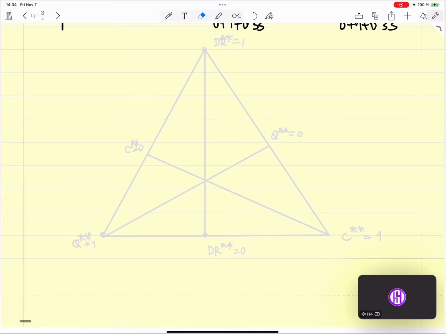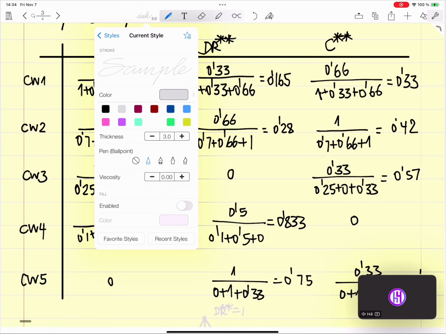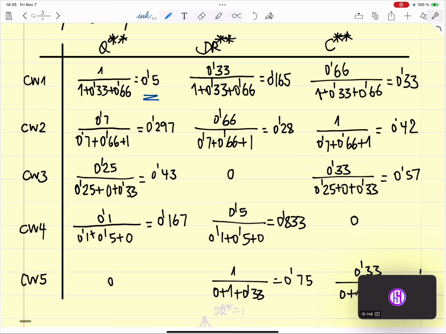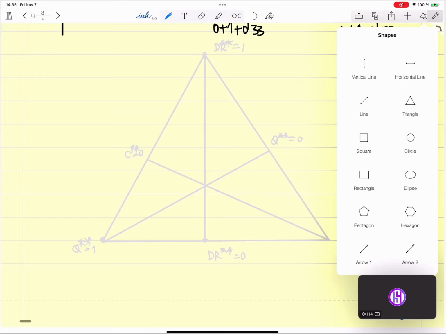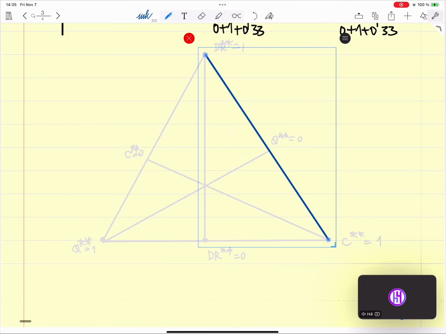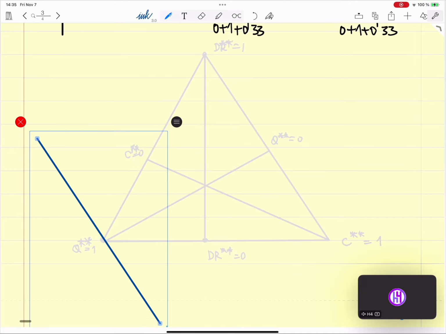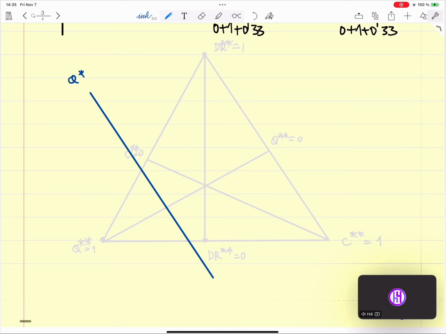So let's look at the points for each week. First week is 0.5, 0.165 for delivery rate and cost. All the points that have quality 0.5 are parallel to this line, and because this is 0.33 and this is 1, it's somewhere here. So this is the line of quality star star equal 0.5. All the points in this line have this value.